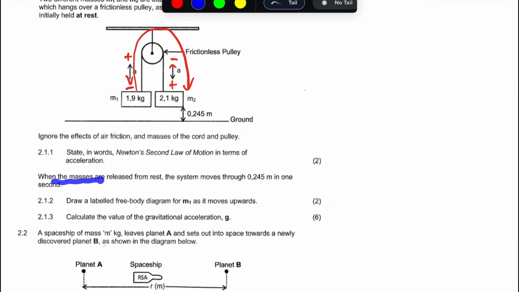Now it says when the masses are released from rest, the system moves through 0.245 meters in 1 second. So this M2 moves downwards to the ground, this displacement, and it was initially at rest. Initial velocity is 0 and the final velocity we do not know. And how long did it take? It's 1 second. It's mentioned there.